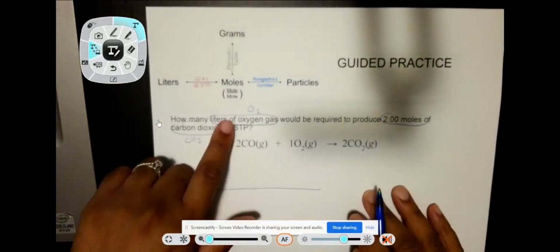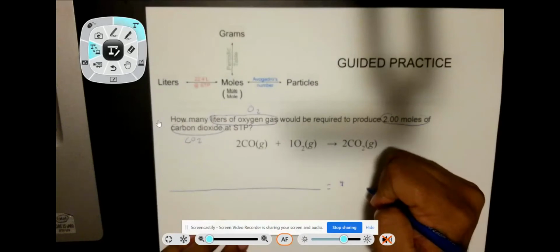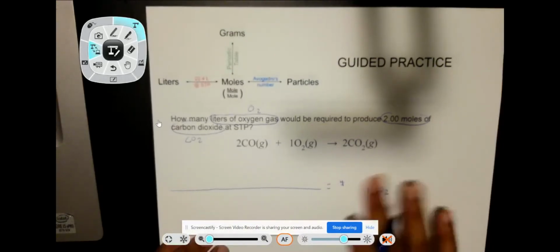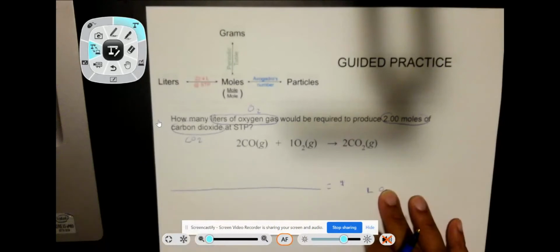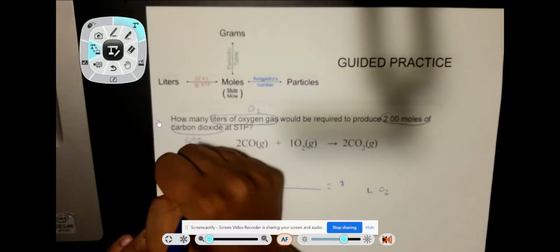Okay, so the question is asking us for liters, and liters is a capital L of O2. So that's the unit we're going to want to end with. So let's start from the beginning. We're going to start out with 2 moles of CO2.